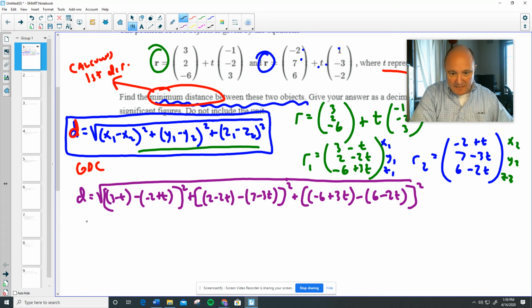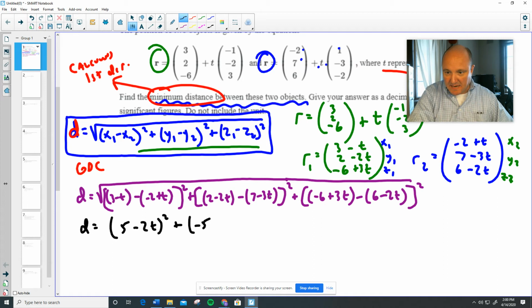Let's change the color for the next line. So what do I have here? I get 3 minus a -2, so that's 5, and -t minus 2t. I get 2 minus 7, that's -5. -2t minus a -3t, that's -2t plus 3t, so that's t. -6 minus a 6 is -12. 3t minus a -2t is plus 5t.